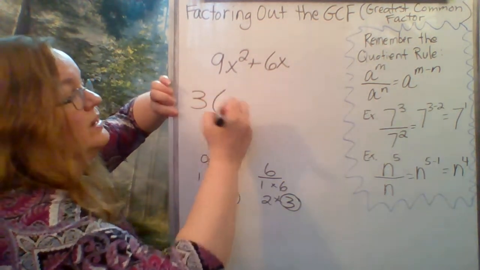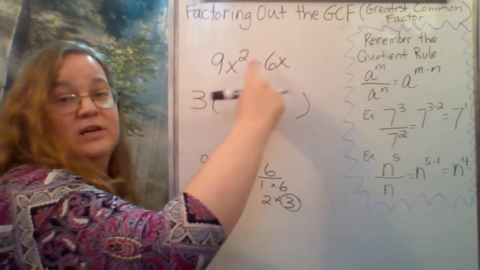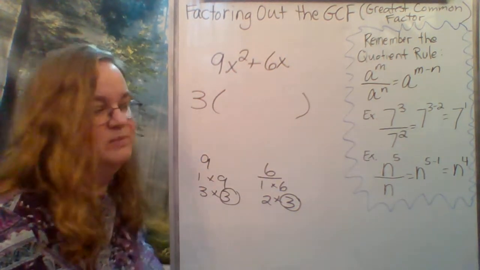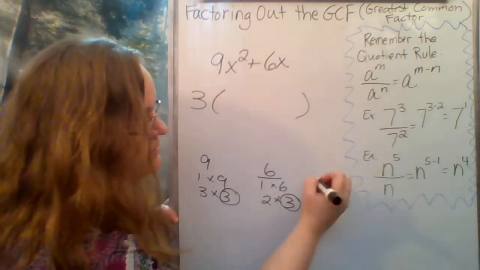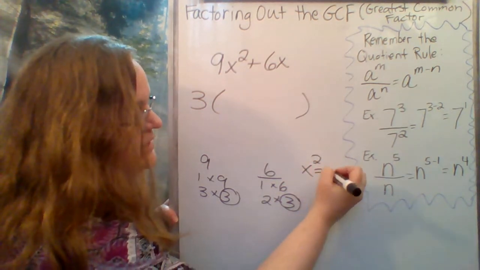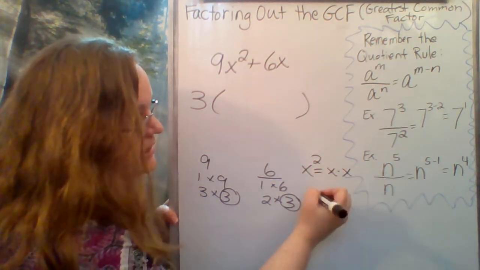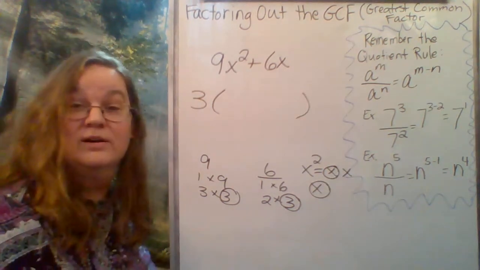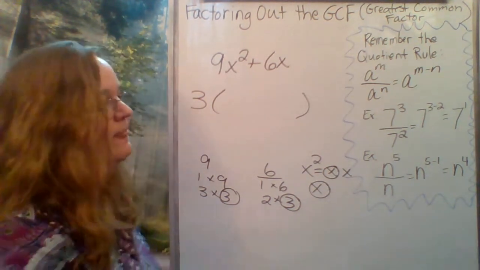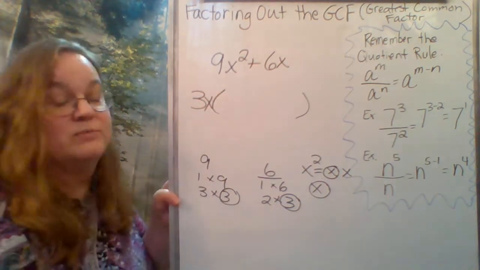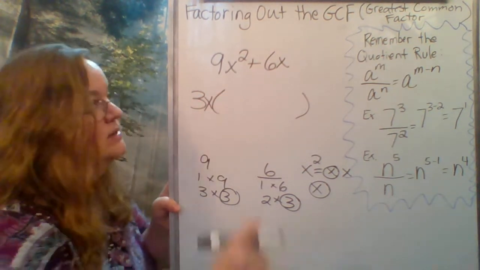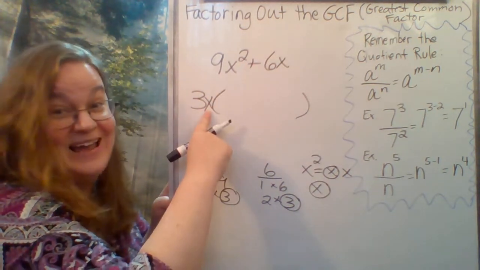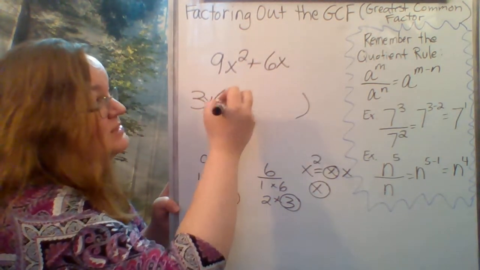So I'm going to start with that. But there's an x squared here and an x. So between x squared and x, what's the greatest common factor? Well, remember that x squared means x times x. And so x is just x, so the greatest common factor between x squared and x is x. So instead of just pulling out 3, I'm also pulling out an x. Okay? X squared divided by x is x.